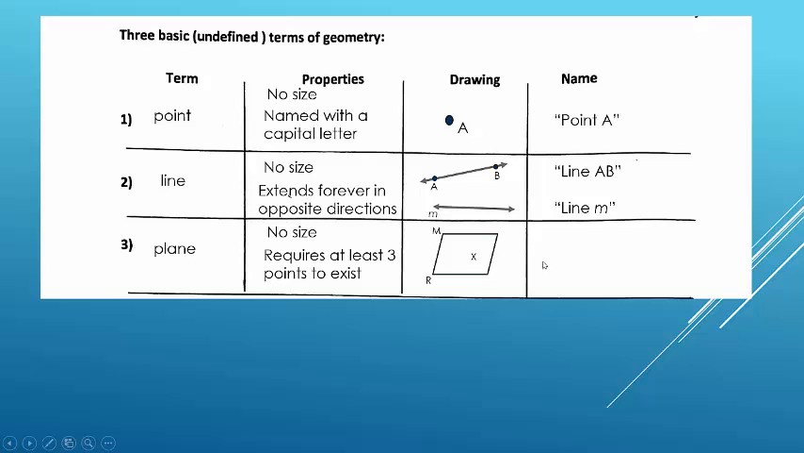Most times we'll draw a plane like a rectangle or a parallelogram, and there's 3 letters on it that you could use to name the plane. So in this case, we would call the plane MRX.